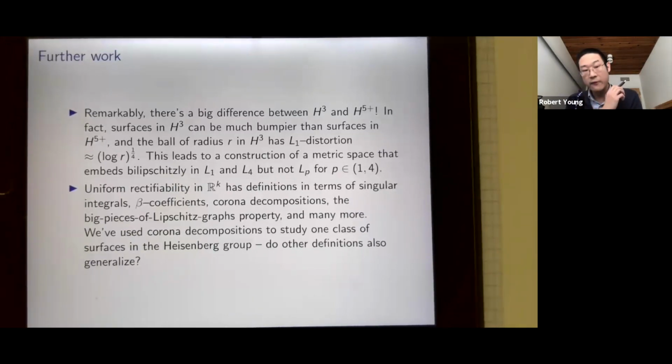We've been using one of those definitions. We've been using corona decompositions to study a class of surfaces in the Heisenberg group. Do the other definitions also generalize? Can we also get a good notion of uniform rectifiability in the Heisenberg group?